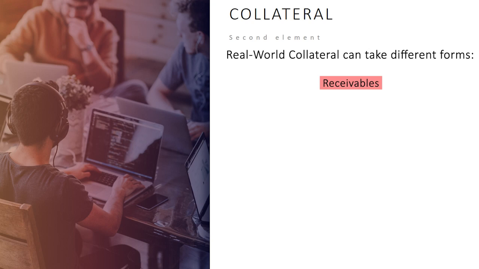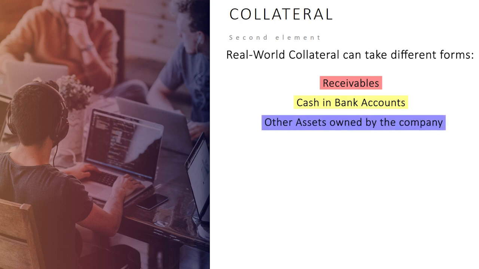Next form of real-world collateral is cash in bank accounts. That means a pledge of cash in bank accounts as collateral. In the event of the default, the lender can lay claim to the cash in the bank accounts that were pledged. Next form is other assets owned by the company. Technically, any asset of value can be pledged as collateral, and so borrowers can pledge any of their other assets outside of receivables.